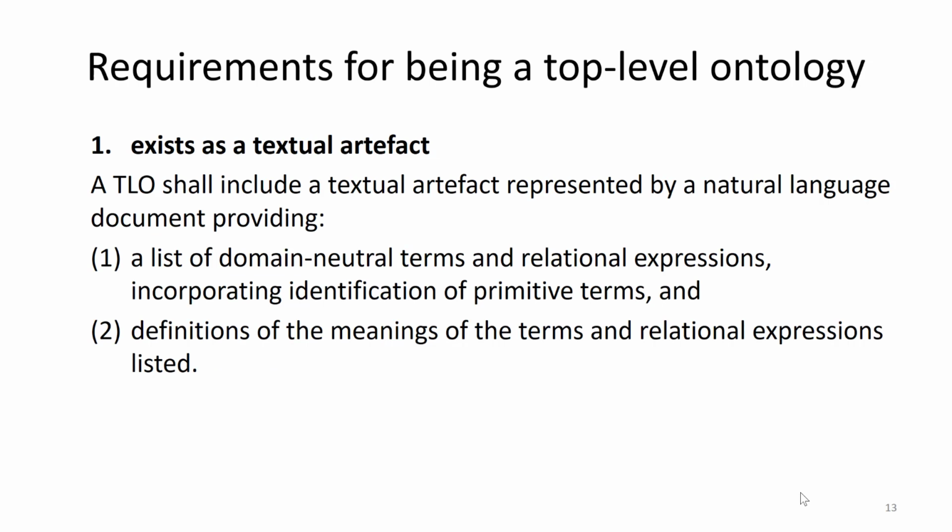All right, so the textual artifact includes a list of all the terms in the ontology. This is a requirement for being a top-level ontology. So in the case of BFO, we have to provide a list of all the terms in BFO and of all the relational expressions, and we have to identify, this is a requirement in part 1, all the terms which are primitives, because you can't define all terms, certainly not at this level of generality.